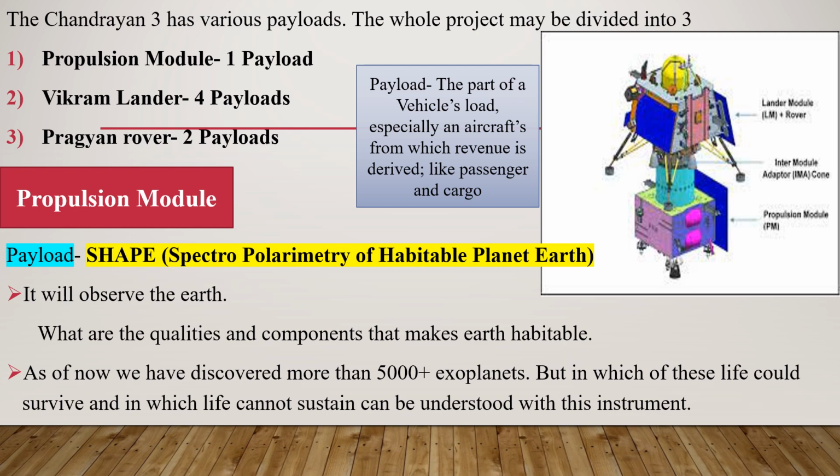and it will observe from which direction they are coming. So by knowing this, they will be able to identify the direction in which they should try to discover those planets. Okay, so this is what SHAPE will do.